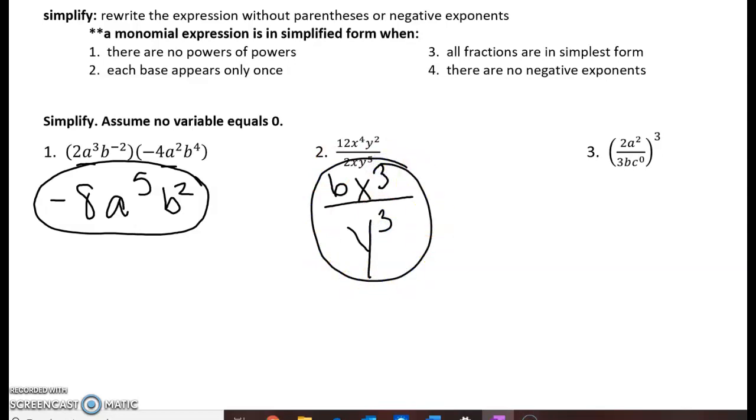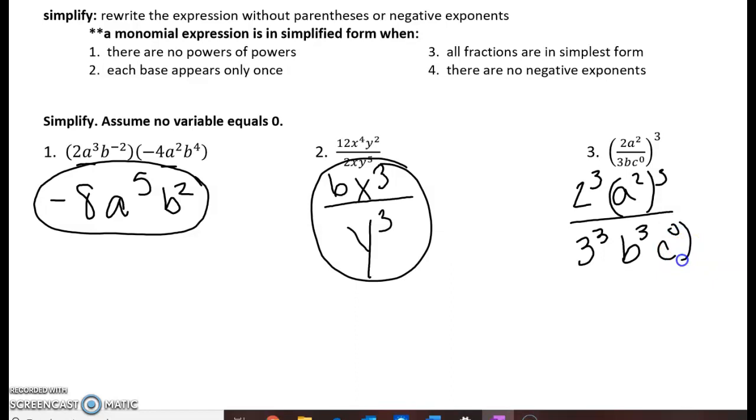On 3, you're going to do a power of a power, so we're going to take 2 cubed, a squared cubed, 3 cubed, b cubed, and c to the 0 cubed. Remember, when you do powers of powers, you're going to multiply them, so 2 cubed is 2 times 2 times 2, which is 8. 3 cubed on the bottom, 3 times 3 is 9, times 3 is 27.